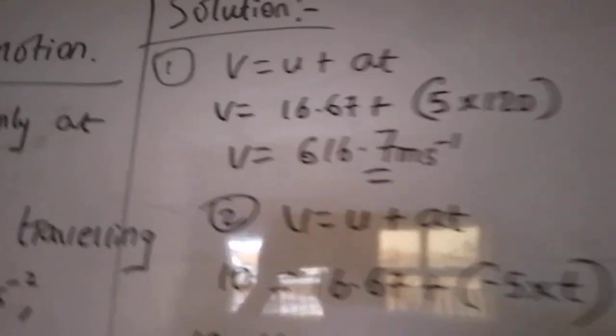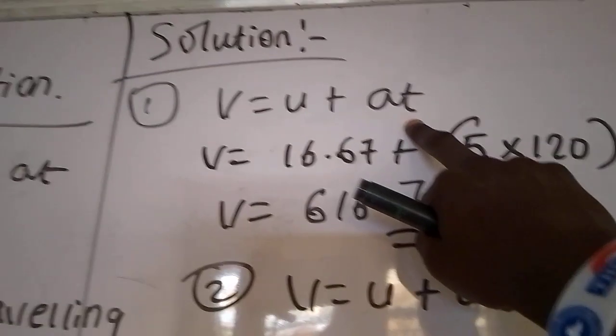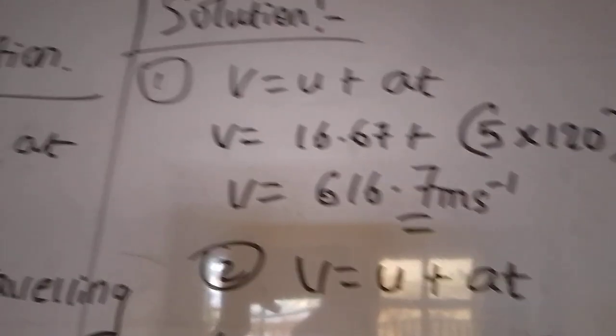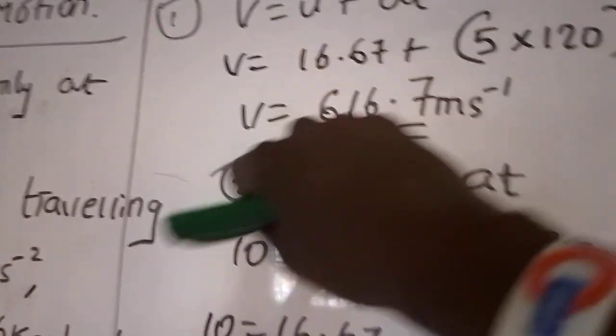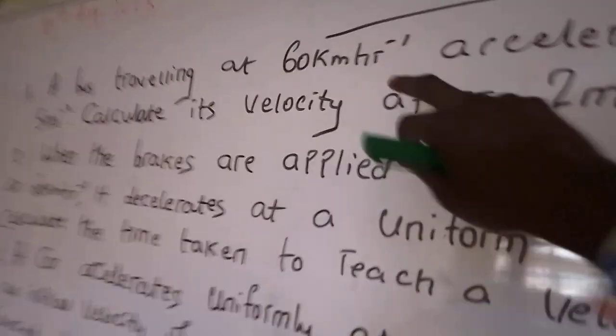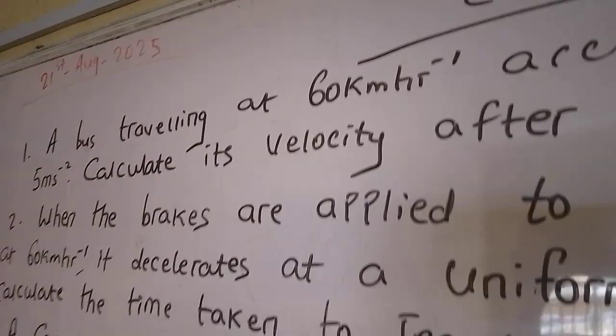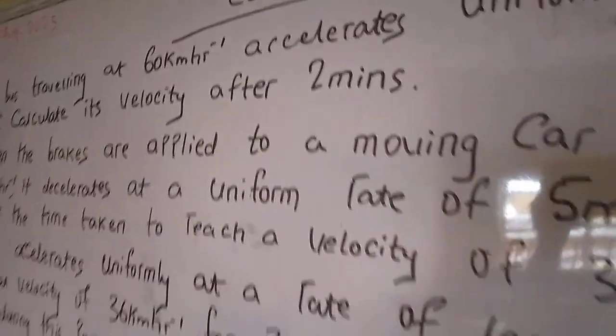Now for question number 1 here, we're using one of the first equations of motion to solve, where we have v is equal to u plus at. Now your u here is the initial velocity. If you look at the question here, your initial velocity was given as 60 km per hour. So therefore, let me quickly teach us how to convert from kilometer per hour to meter per second.